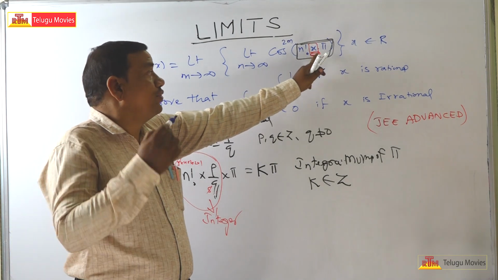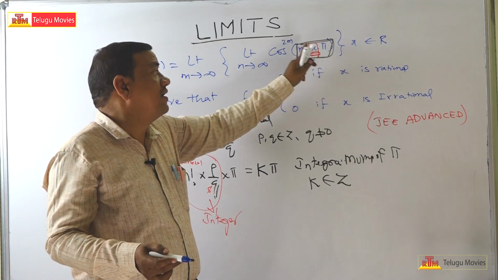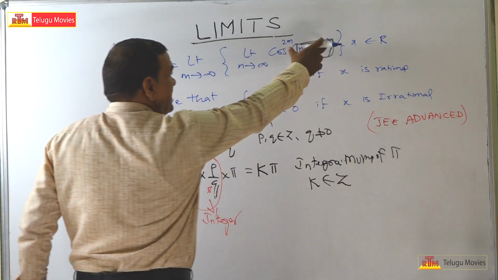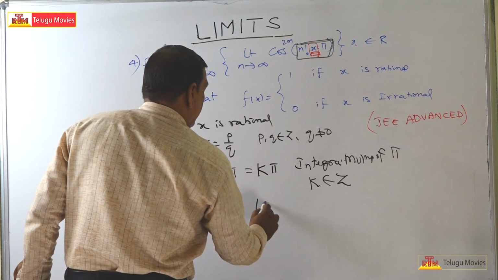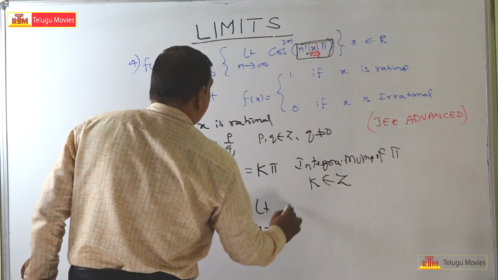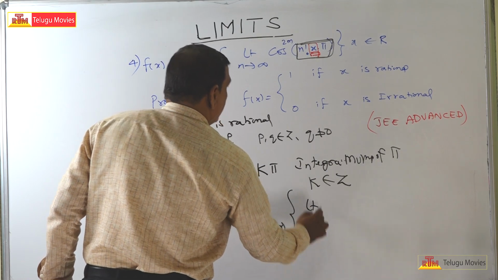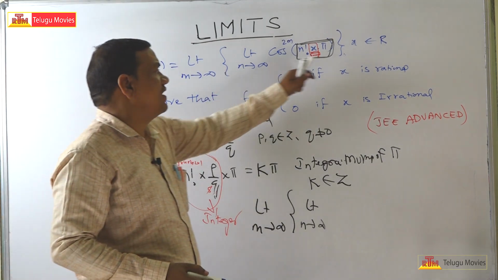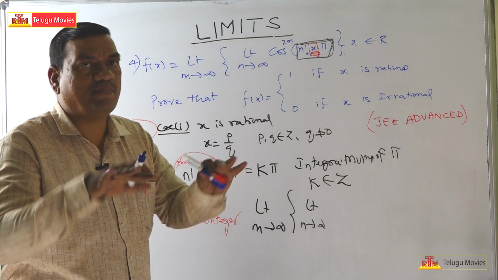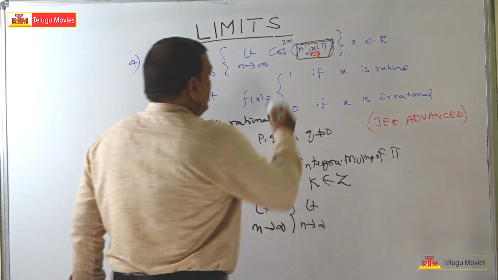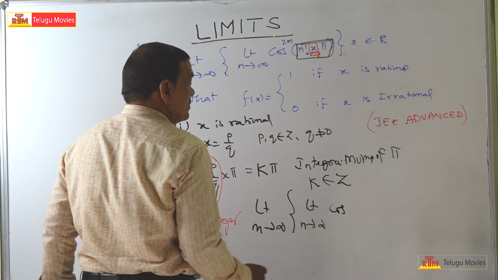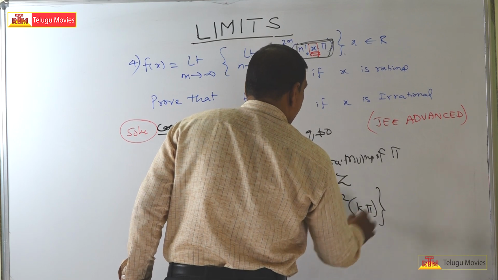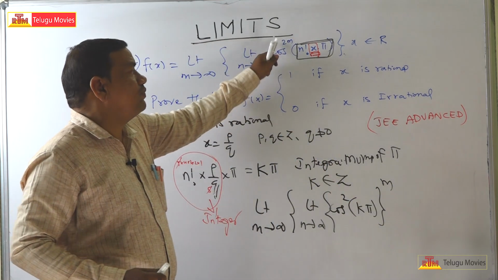So, when x is a rational number, n factorial into x into pi is an integral multiple of pi, right? When it is so, let us see this problem. Limit m tends to infinity, limit n tends to infinity. See here, it is just a bracket, not a fractional part function unless otherwise given. Don't think that this bracket is a fractional part. It is just a bracket, that's all. As n tends to infinity, this is equal to cos square of an integral multiple of pi, whole power m. So here, cos power 2m, no.